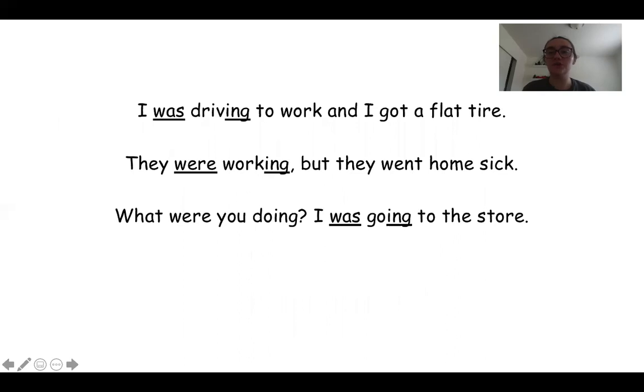So I just wanted to show you how you can use this to describe something that was happening and it got interrupted or stopped or changed because of another thing that happened. For example, say you were talking to your boss on the phone and you're late for work. You could say, "I was driving to work and I got a flat tire." The reason you say "was" and not "am" is because when you say "I am driving to work," it means that you are doing it right now in the moment and you are still going to do it, right?